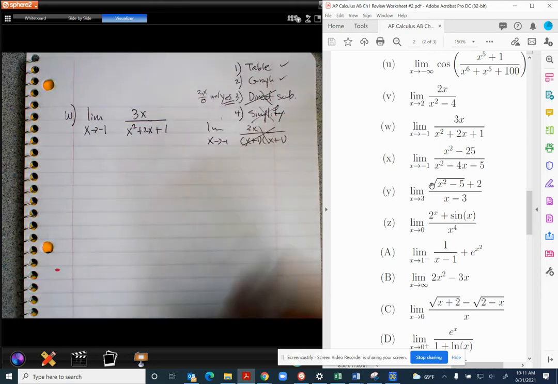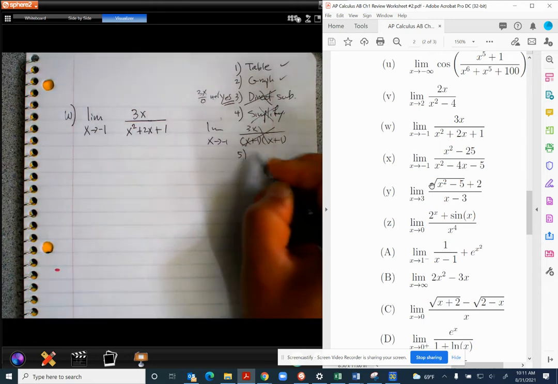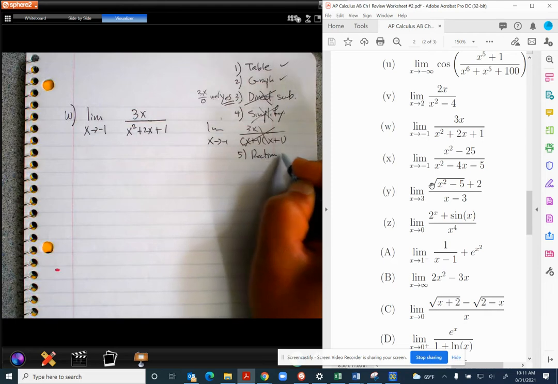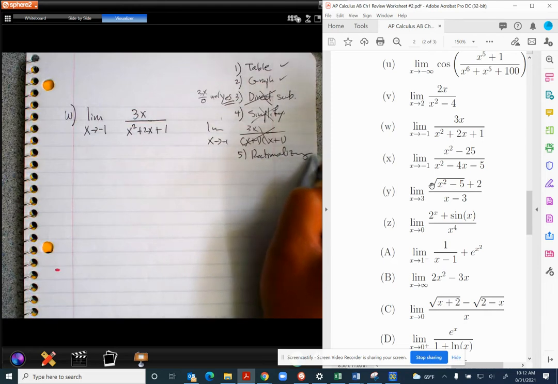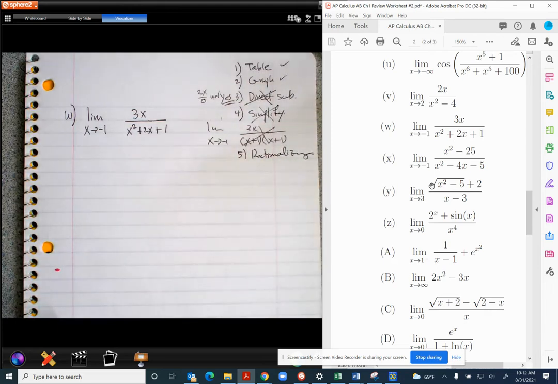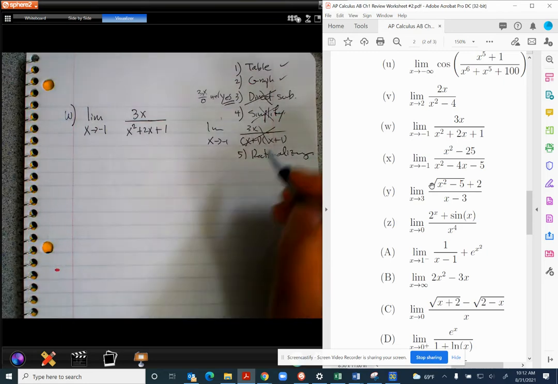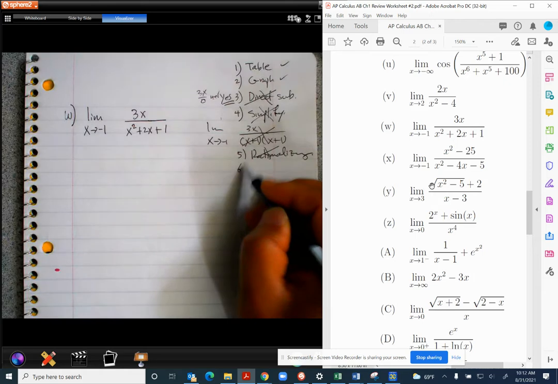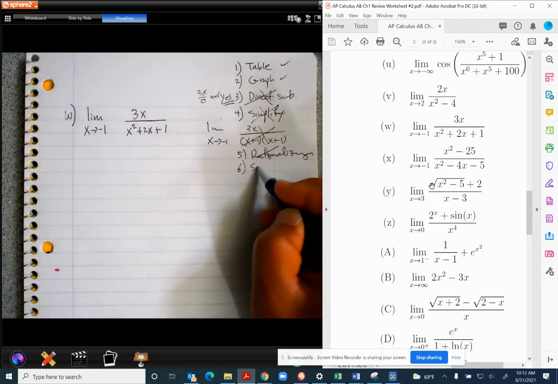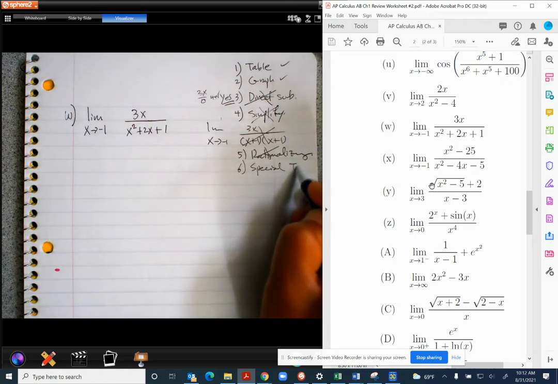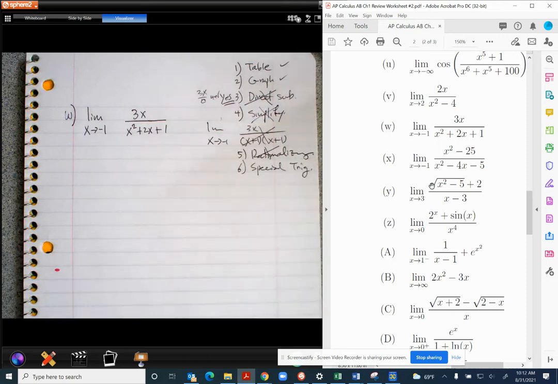All right? Can I use rationalizing? No. In order to rationalize, I need to have what? A radical. Do I have a radical? No. So I cannot use rationalizing. Number 6, is this one of those special trig ones? No. So I cannot use it. So I'm out of luck.